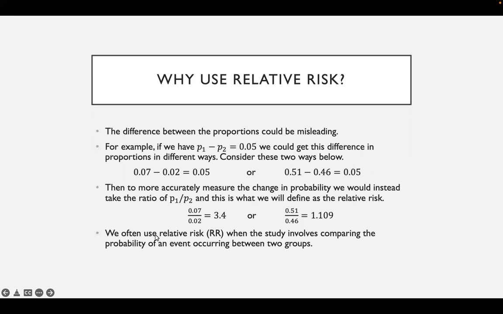And we often use relative risk, which we will denote RR, when the study involves comparing the probability of an event occurring between two different groups. So in this case, we see that the change in probability was obviously greater for the one on the left-hand side than on the right-hand side. Basically, the probability went down by 3 times, or the probability was 3 times greater before than it was after.